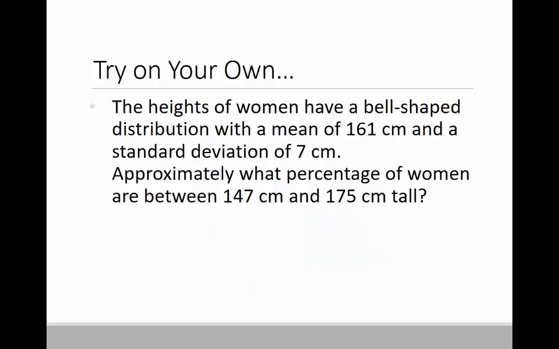Let's take a look at another example. The heights of women have a bell-shaped distribution with a mean of 161 centimeters and a standard deviation of 7 centimeters. Approximately what percentage of women are between 147 and 175 centimeters tall? Pause the video here and see if you can answer the question yourself before moving to the solution on the next slide.